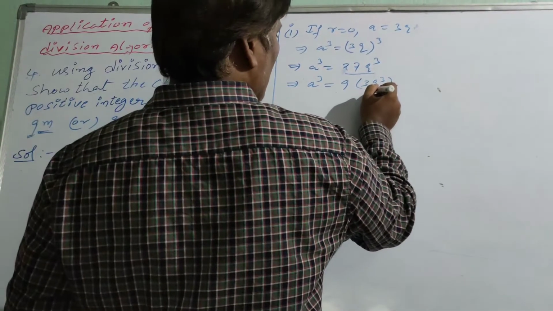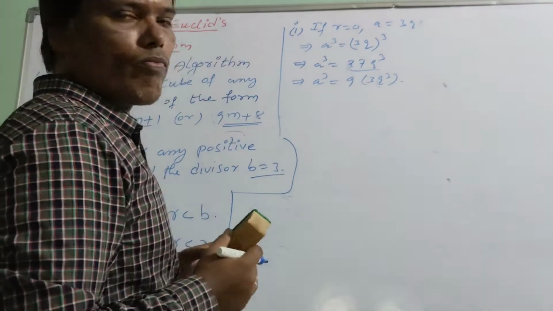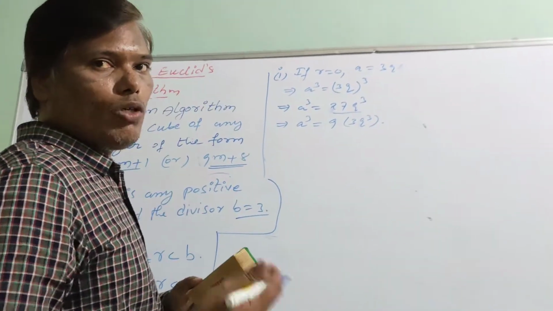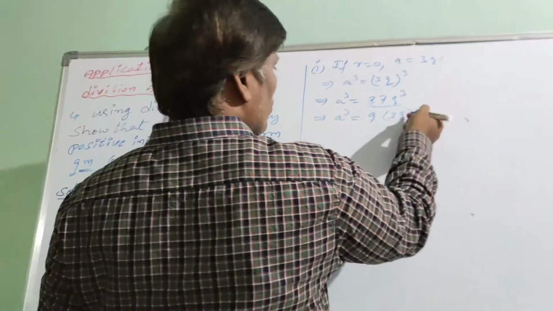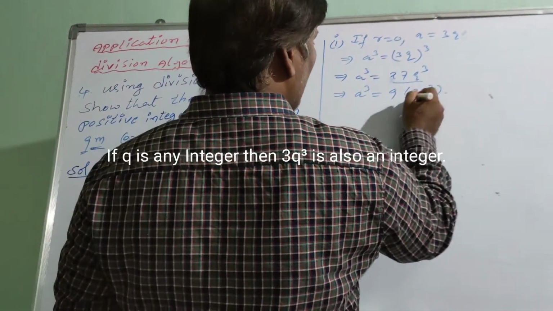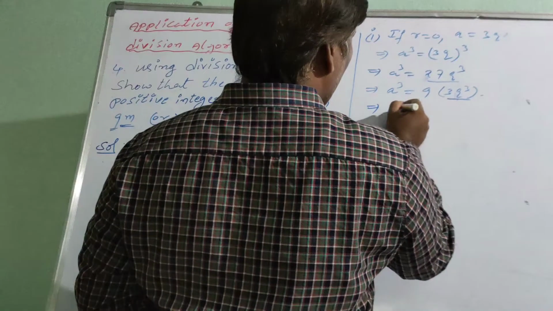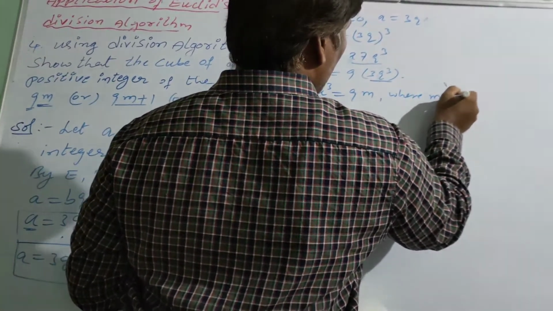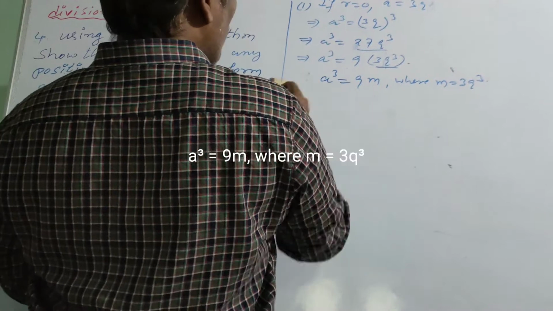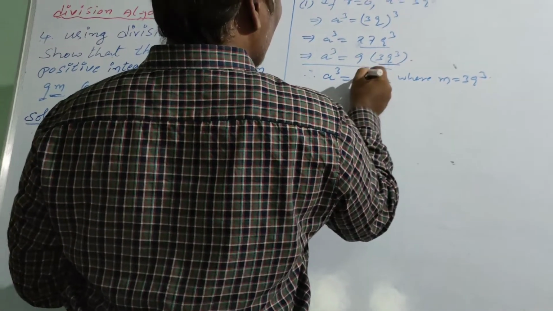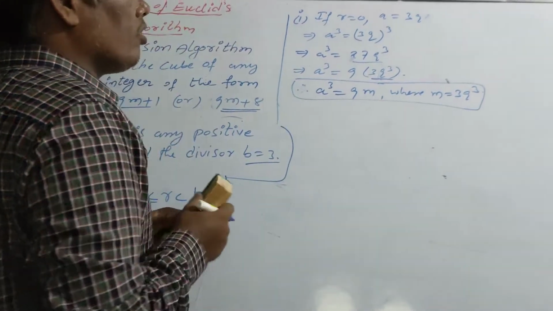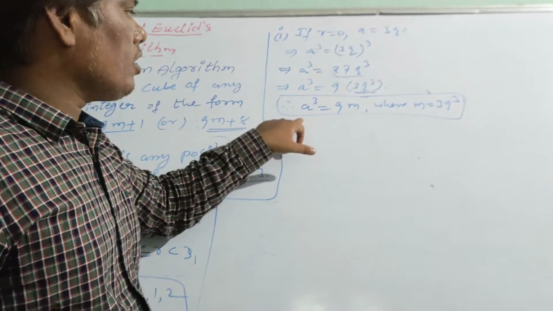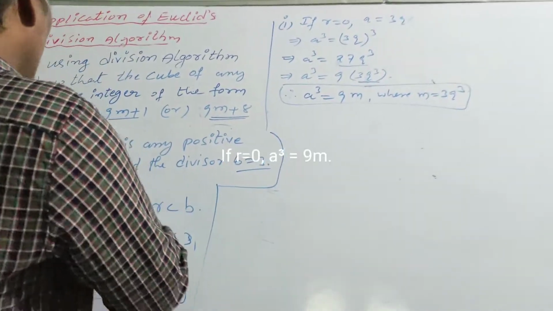If Q is any integer, then 3Q cube is also an integer. For example, if Q is equal to 1, 1 cube is 1, 3 into 1 is 3, so the value is 3. For other values of Q, we will get some other integer, so we can assume it as some other letter. A cube is equal to 9 into m, where m is equal to 3Q cube. So here we got the cube of this positive integer in the form of 9m when the remainder is 0.